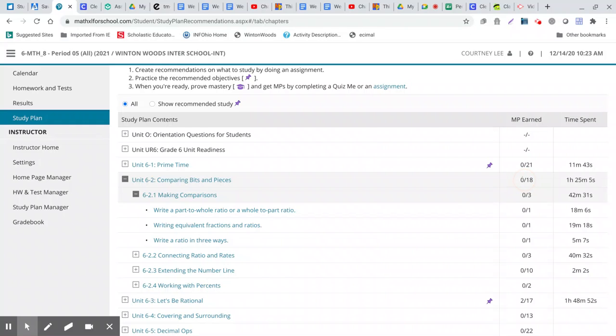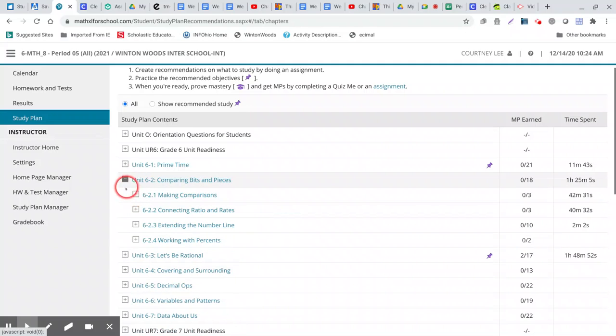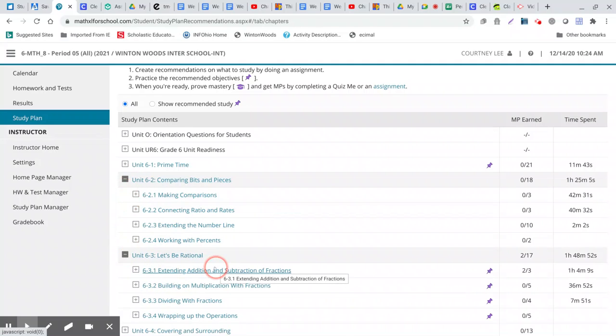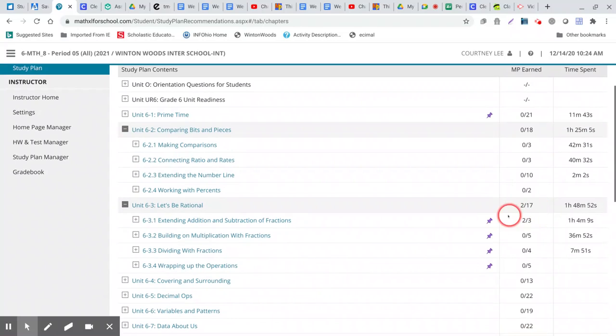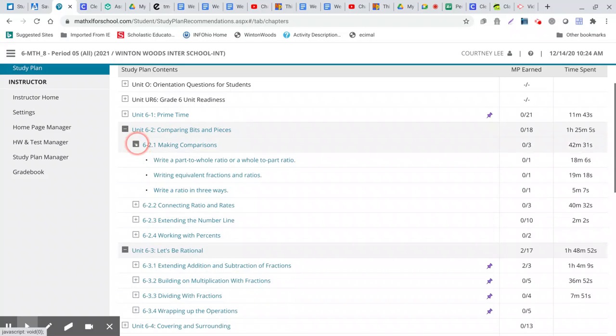So for Comparing Bits and Pieces, there were 18 available. You have to try to get all 18. For Let's Be Rational, Unit 3, you have to try to get 17. Okay? Start with Comparing Bits and Pieces. So what you would do is click on the plus sign. The first little objective says write a part to part ratio or a whole to part ratio.